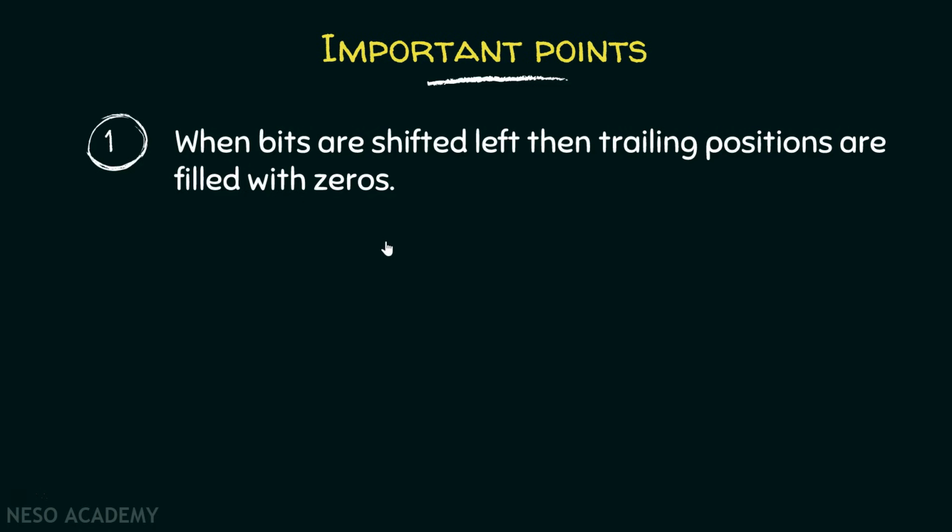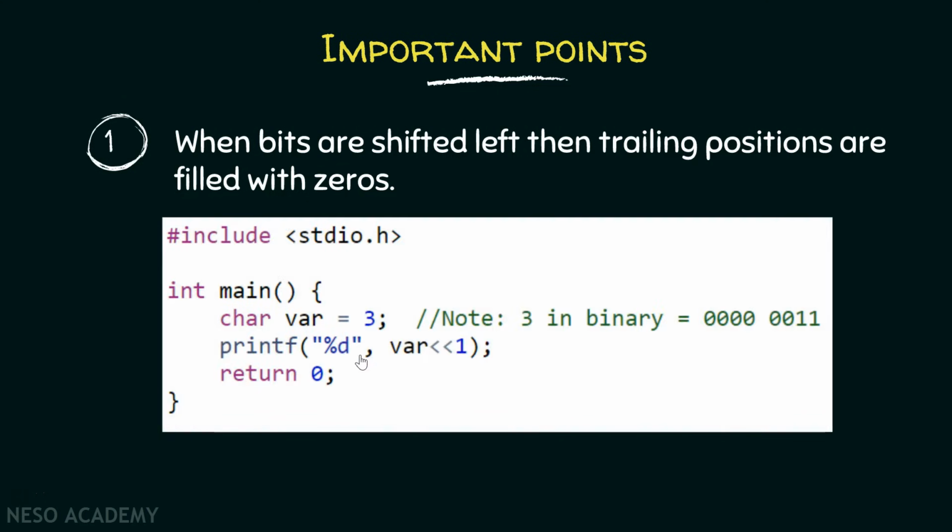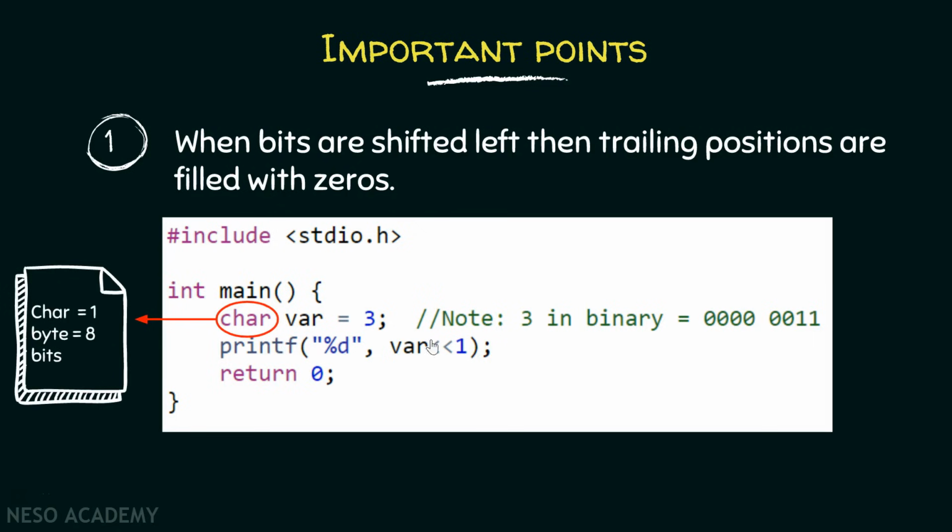Let's consider one example to better understand this concept. In this example, I chose a variable and assigned it the value 3. I'm going to shift this whole number by one position towards the left using this left shift operator. As this data type is character, 3 in 8-bit representation looks like this. To understand the output of this program, we first need to understand how the left shift operator works.